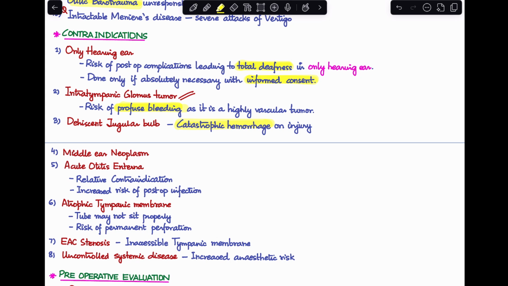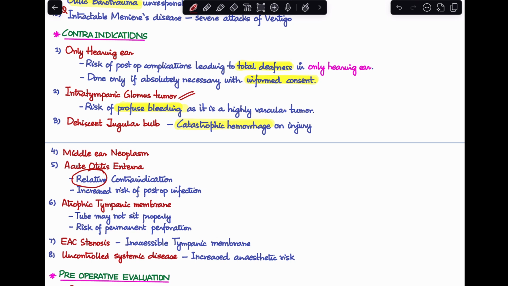Some relative contraindication would be acute otitis externa, when there is infection of the skin lining the external auditory canal. This is a relative contraindication. Usually, we'll not be doing the surgery in this case. We'll try to treat the situation and then do the surgery because there is an increased risk of postoperative infection. However, if it is absolutely required and you cannot wait, in that case, we can perform the surgery even with acute otitis externa after starting the patient on antibiotics.